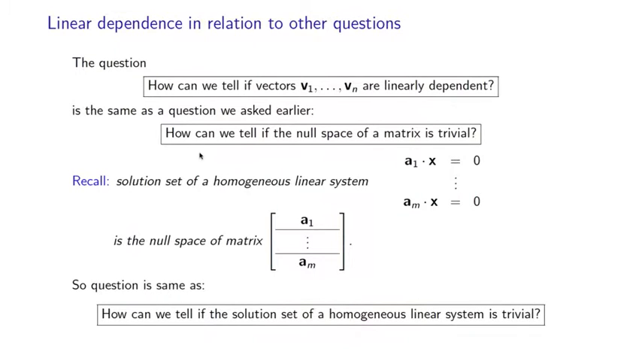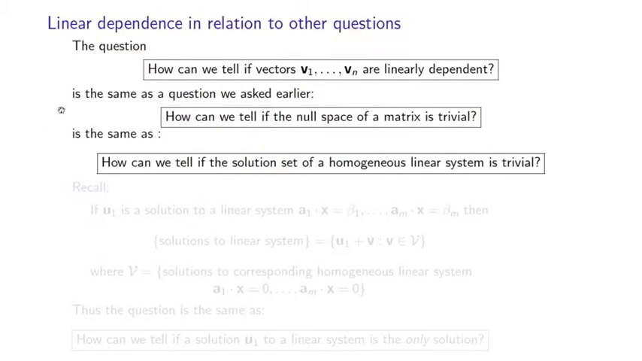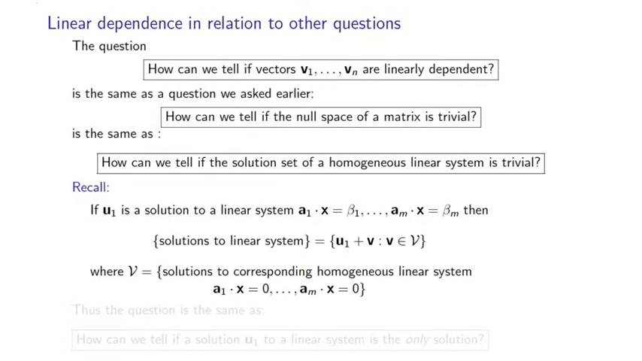That tells us that this question, how can we tell if the null space of a matrix is trivial, is the same as the question, how can we tell if the solution set of a homogeneous linear system is trivial? So we see that these three questions are really different forms of the same underlying question. Here's yet one more example.